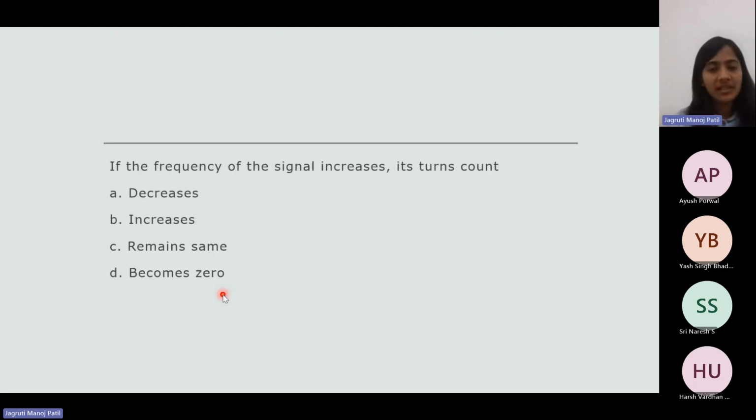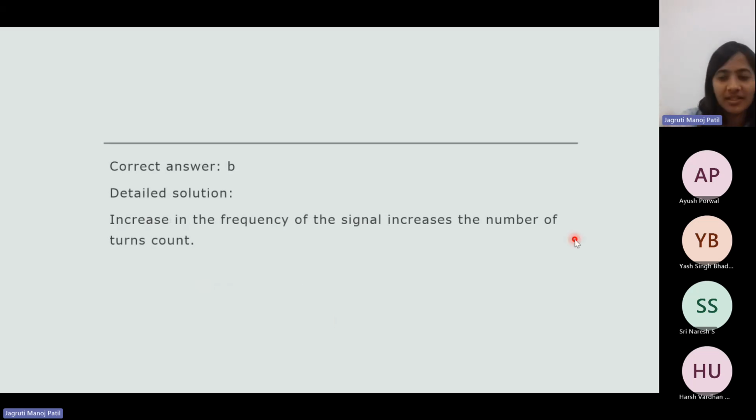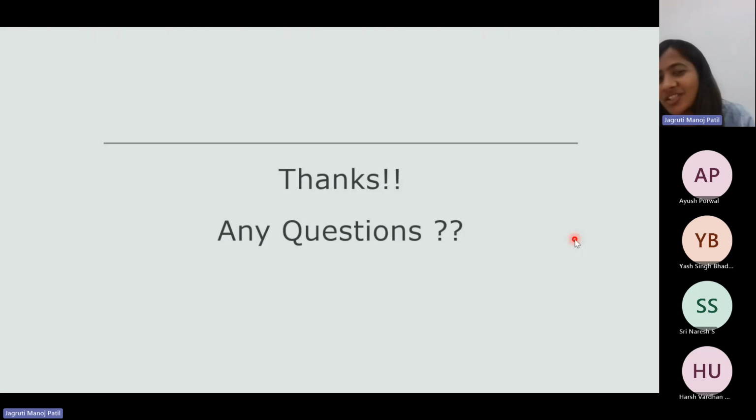Then if the frequency of the signal increases, what happens to its turn counts? Take it in a way that the frequency of the signal is increasing. So the period of the signal is decreasing. How does the number of cycles change? If the number of cycles increases, it causes the number of counts to increase. Thank you. If you have any question, let me know. If you want to stay back and ask me, that's also fine with me.